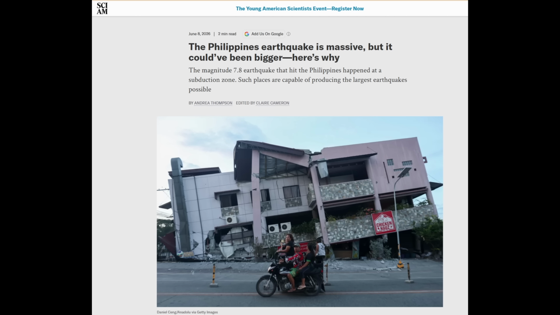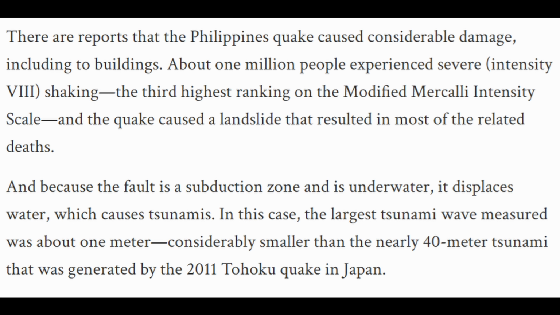So, how big exactly was this earthquake in the Philippines? There's a really good article from Scientific American, and I've got the links to these stories in the description to this video. In this article, they mentioned it was a magnitude 7.8 quake, and the severity of the ground shaking was an 8 on the modified Mercalli intensity scale.